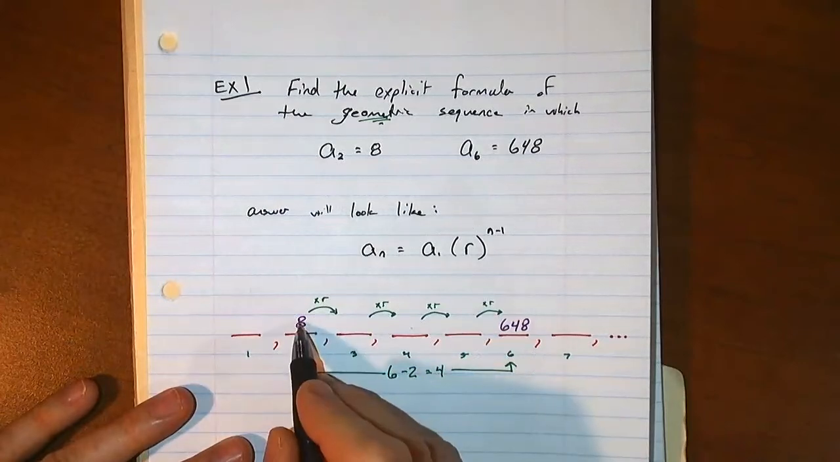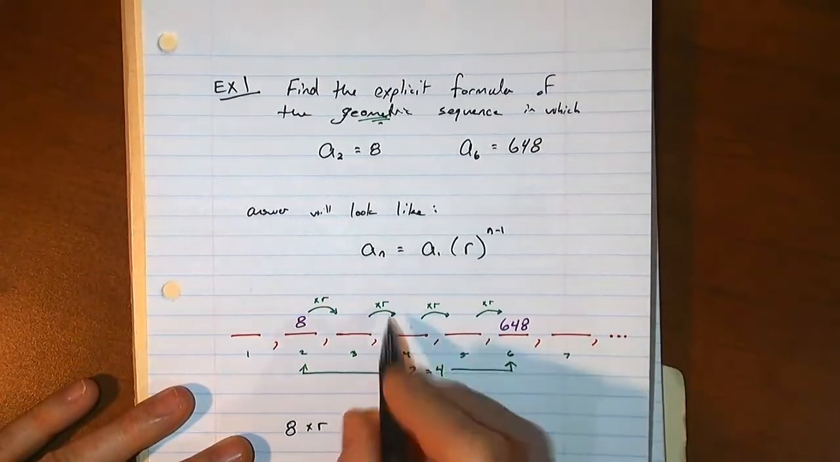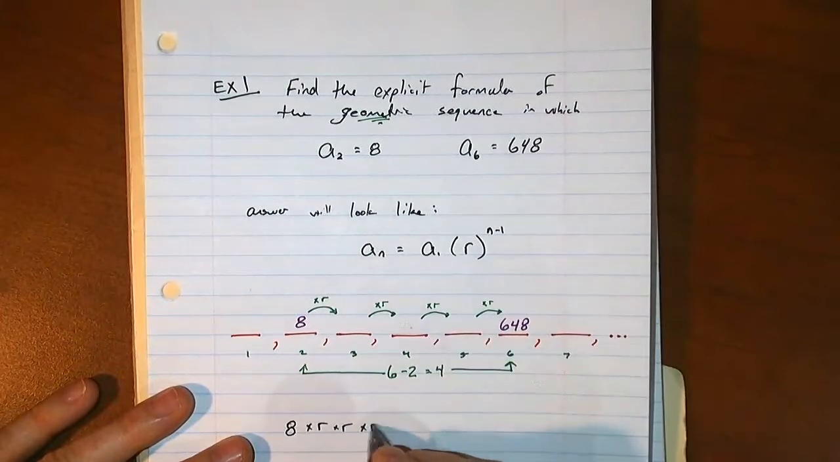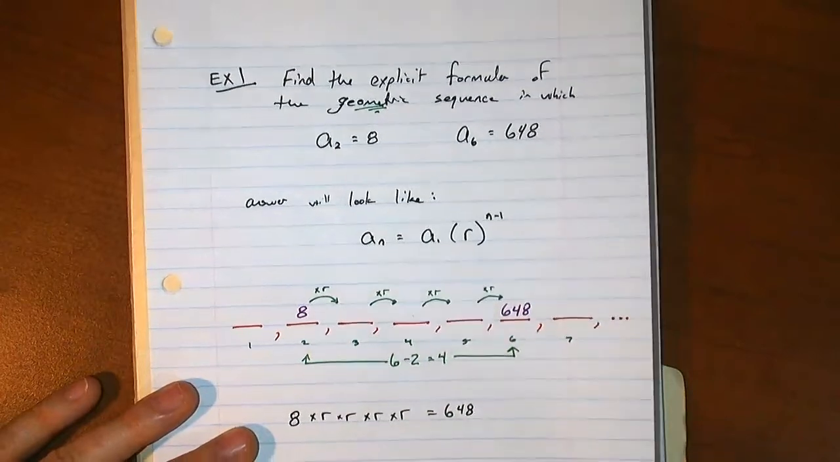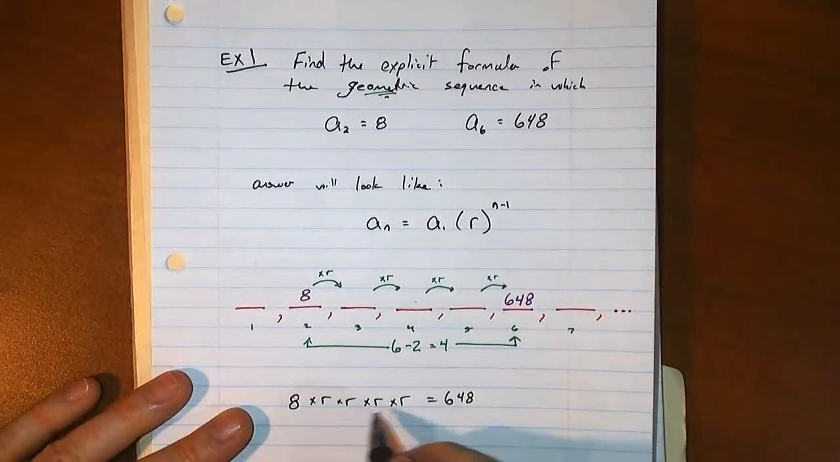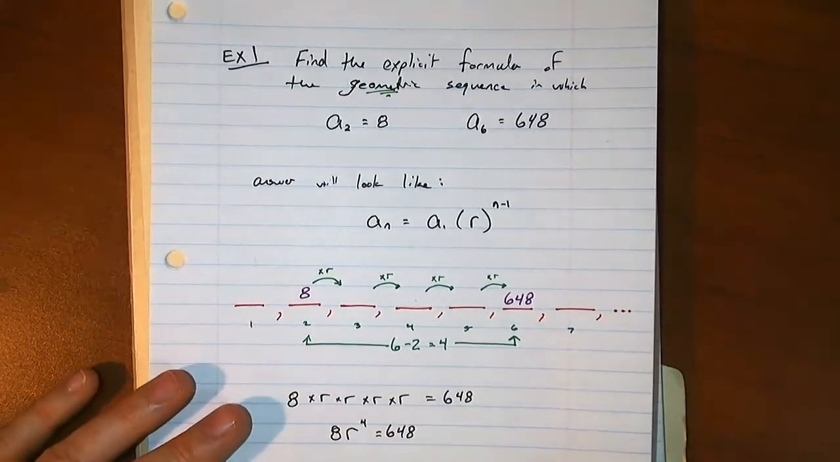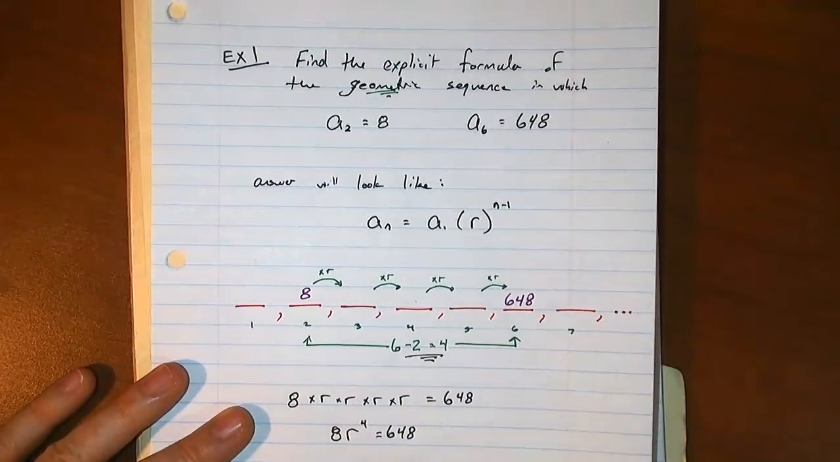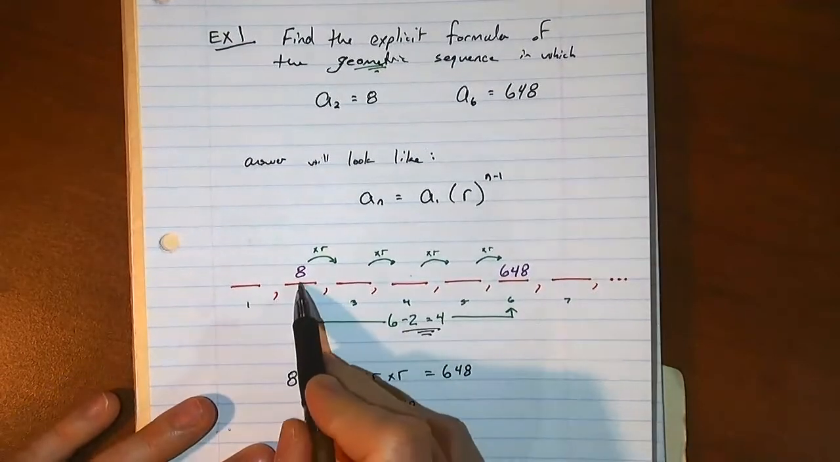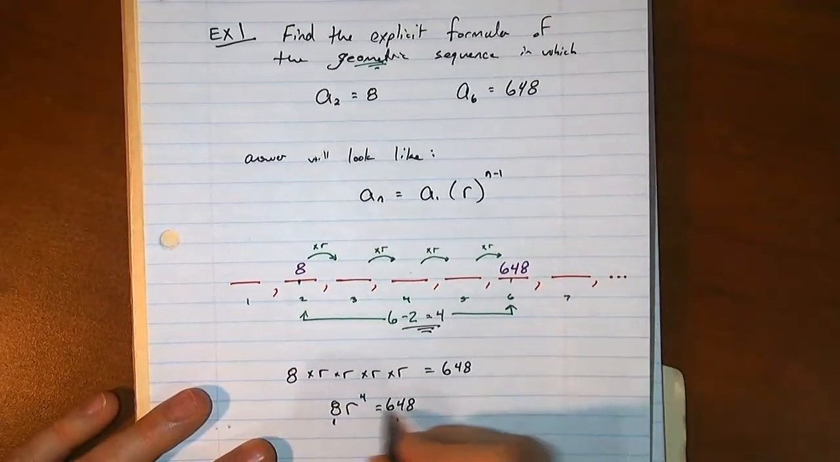Because what I've got here literally is I have 8 times R again, times R again, times R again, to get 648. That's literally what I have. So I've got 4 of these R's multiplied together. That's the same as having R to the 4th power. Okay, so notice what I've got. The number of times that I've multiplied became my exponent right here. And then my two numbers are my two numbers. So I can just solve this equation.